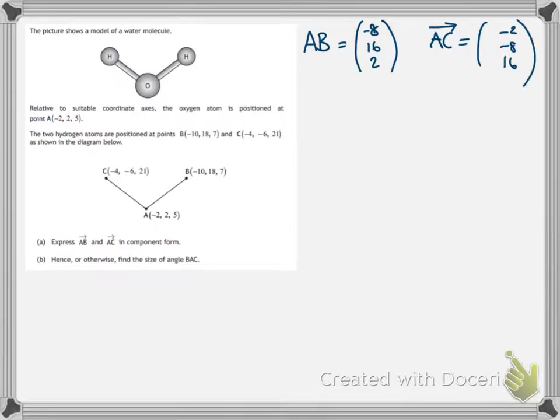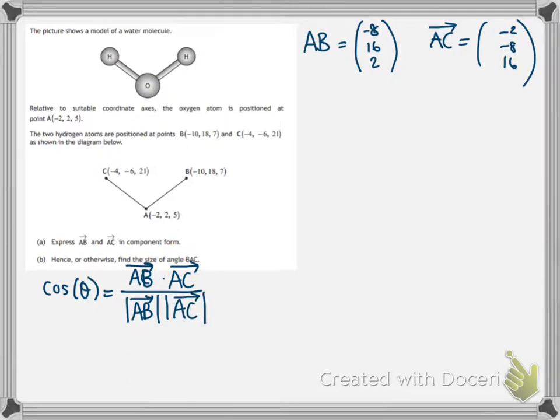Okay, so we want to work out the size of angle BAC. So if I rearrange my first scalar product formula, I'm going to have cos theta is AB dot AC over the magnitude of AB times the magnitude of AC. So I've got all my working out to do before I can start to use that formula there.